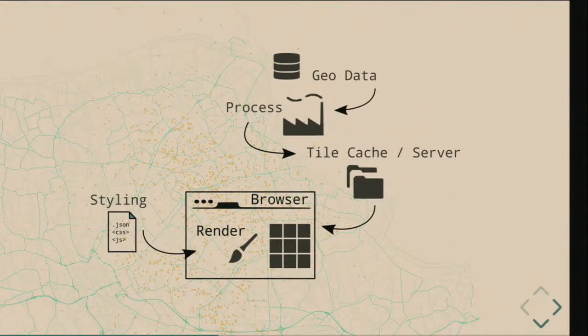How does it look to make vector tiles? We have our big bucket of geodata. You process it, you decide which data is going to be in which tile and which zoom level, and you cache it somewhere. Visualizing and rendering the tiles happens on the client side in the browser, so you'll have to assign some of the styling in the browser as well. So this is different from the raster tiles, where the styling and all the rendering happened beforehand.